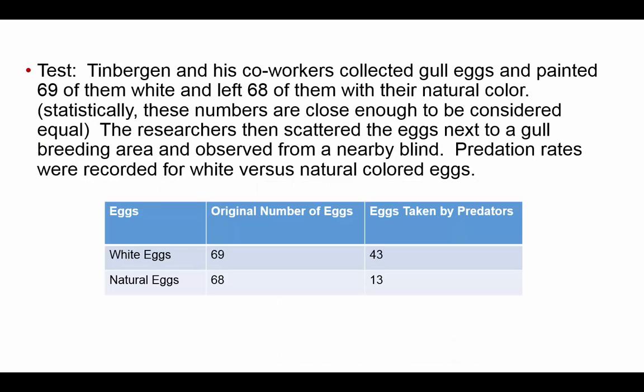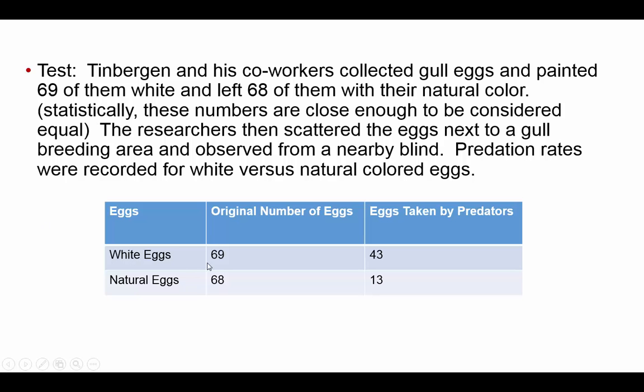So then based on that hypothesis, this was the test that he ran. Tinbergen and his co-workers collected gull eggs. They painted 69 of them white. 68 of them were left their natural color. Statistically, these numbers are close enough that they are considered to be equal. The researchers then scattered the eggs next to the gull breeding area and observed from a nearby blind. Predation rates are recorded for white versus natural colored eggs.